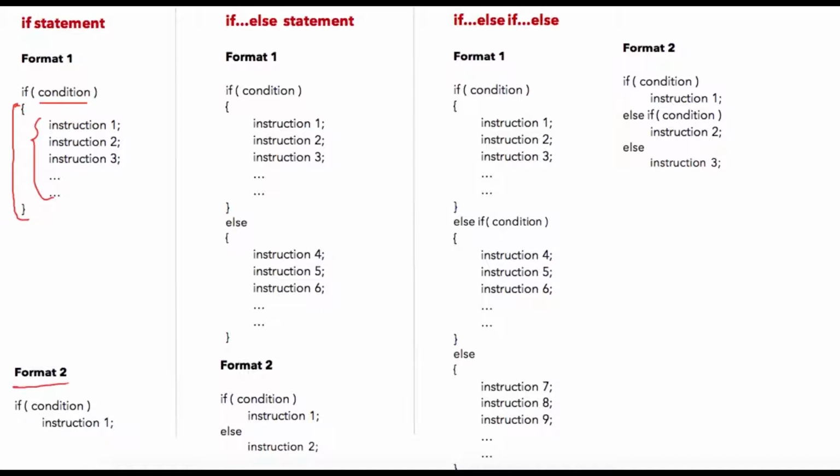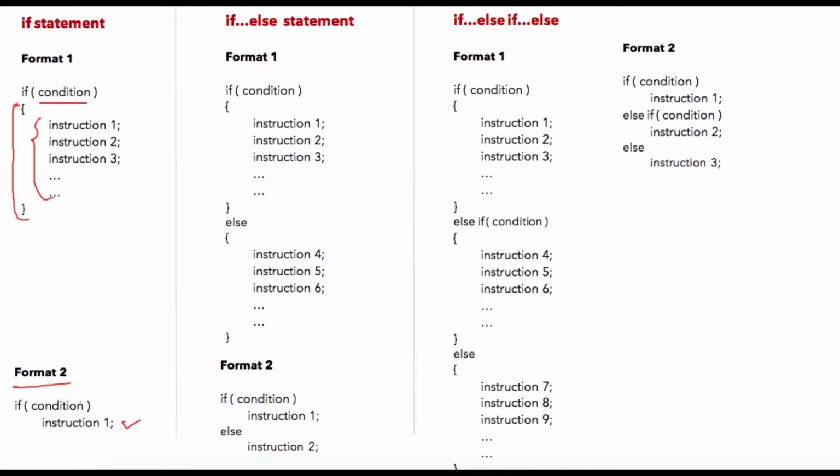Now let's talk about format 2. If my if block has a single instruction, I can exclude writing curly braces. So we can simply write my condition and the instruction. This instruction will only get executed if the condition is true.